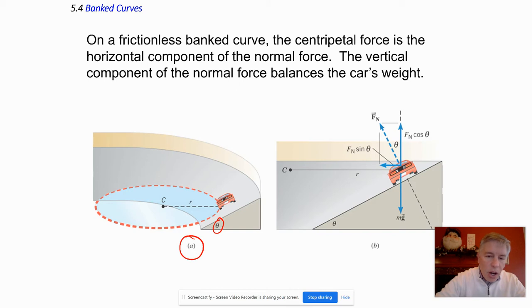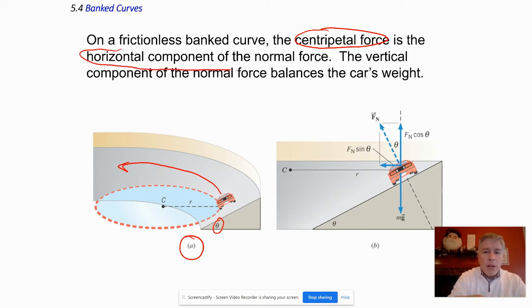As the car is traveling in this direction to go around that curve, we still have a radius of that curve. It's still going to be part of a circle. In this particular case, a portion of the centripetal force is going to be provided by the horizontal component of the normal force. Also, to make this a little bit easier, we're going to assume that it's frictionless for right now.